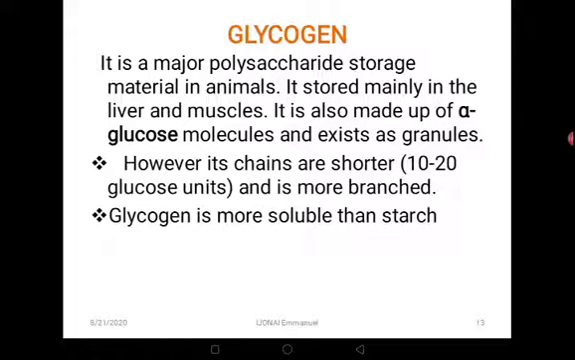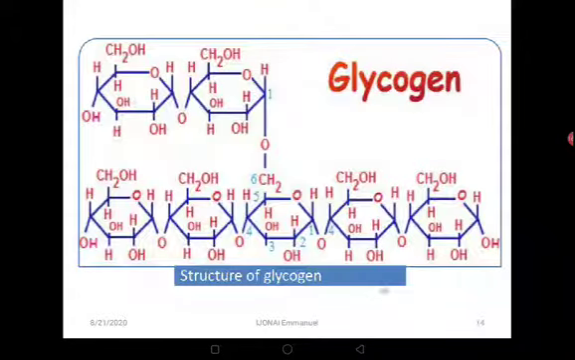However, its chains are shorter. Yes, about 10 to 20 glucose units, and is also branched, just like amylopectin. So, unlike starch, glycogen molecules are shorter. Its chain is a little bit shorter than that one of starch, and then it is much more soluble in water compared to starch.